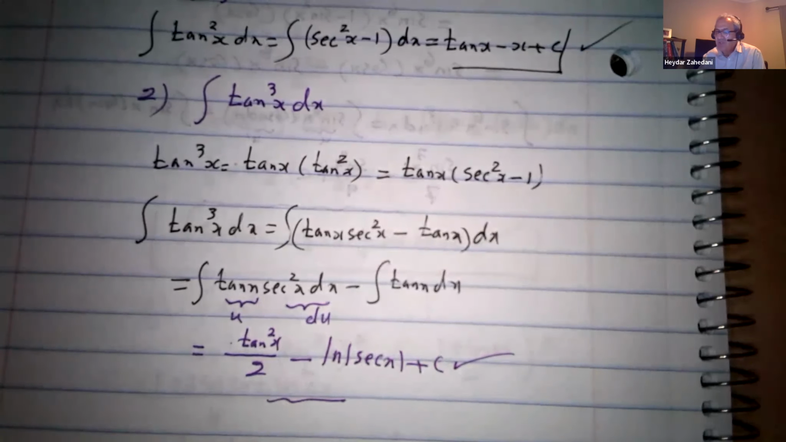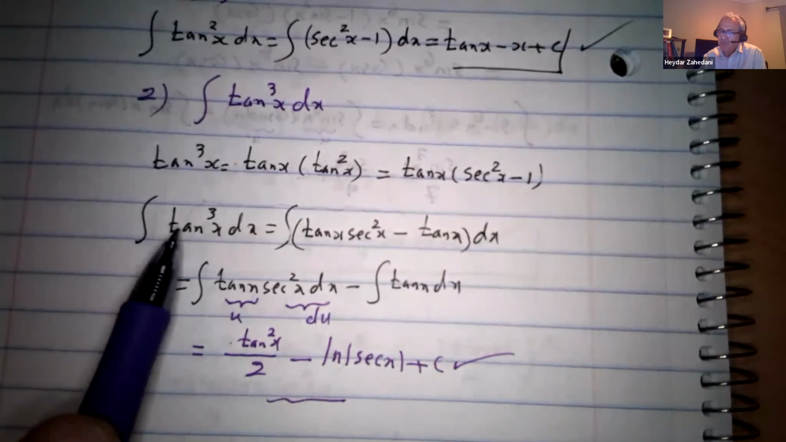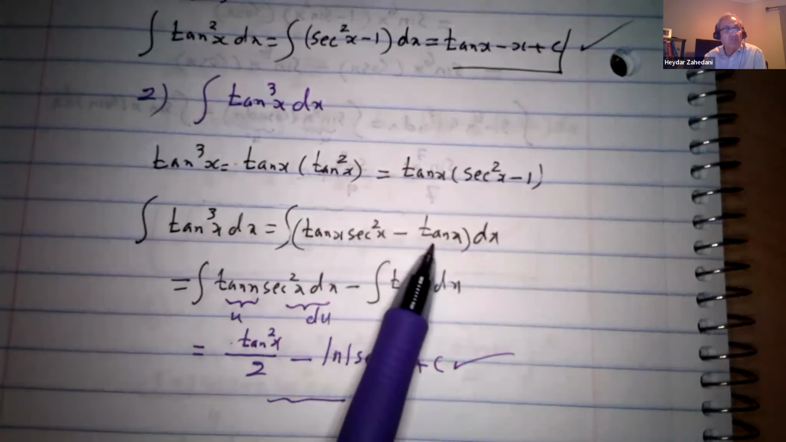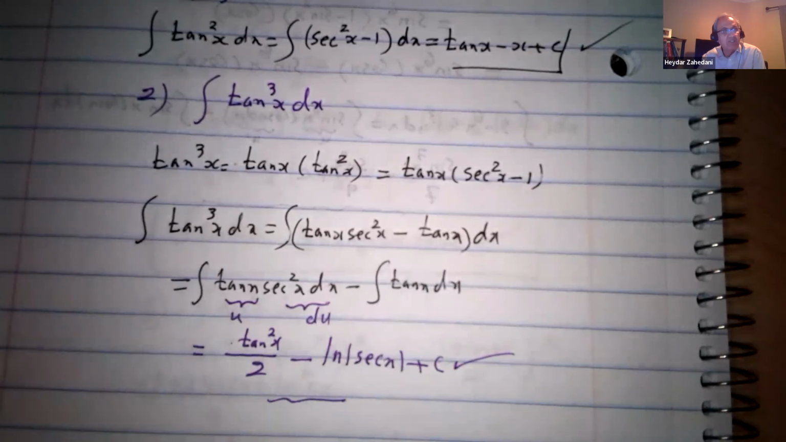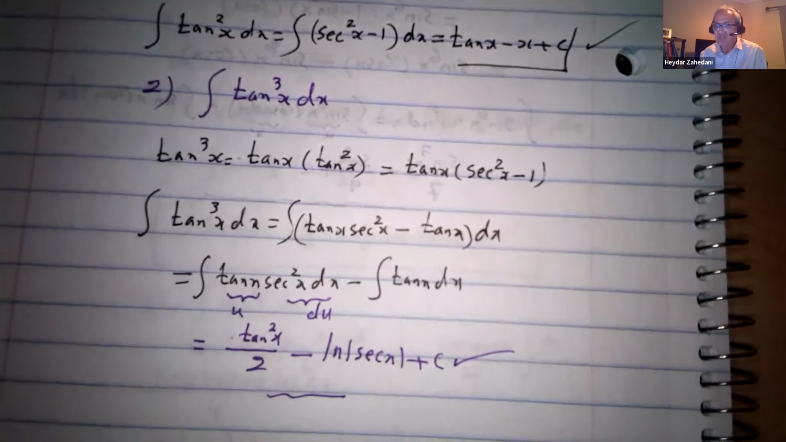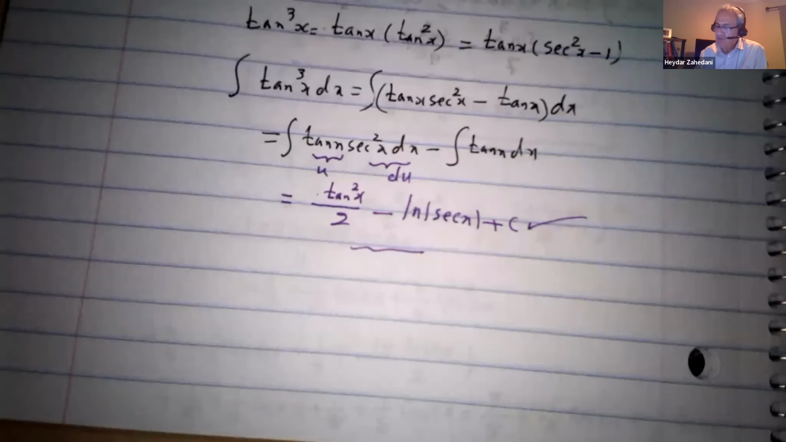Okay, so that's a tangent cube. If you want to do the cube, you end up with the tangent, and you should be able to find it's always the same. For the other power, I give you one more. I give you tangent to the 4th so that you see how we're going to handle those powers. They are very similar, of course. So let's see.